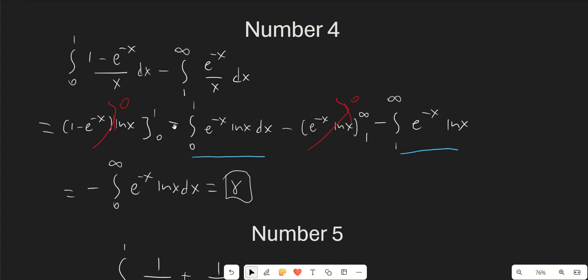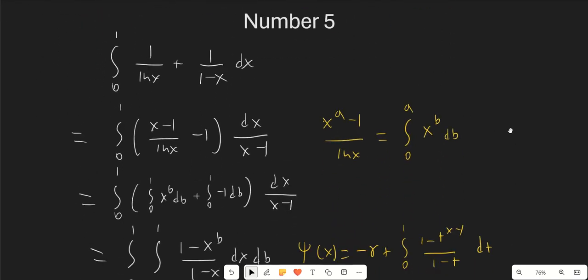We actually end up with the integral from 0 to 1 of e to the negative x ln x dx, and the integral from 1 to infinity of e to the negative x ln x. And eventually we add those together to get the integral from 0 to infinity of e to the negative x ln x dx, which is just the Euler-Mascheroni constant, gamma.